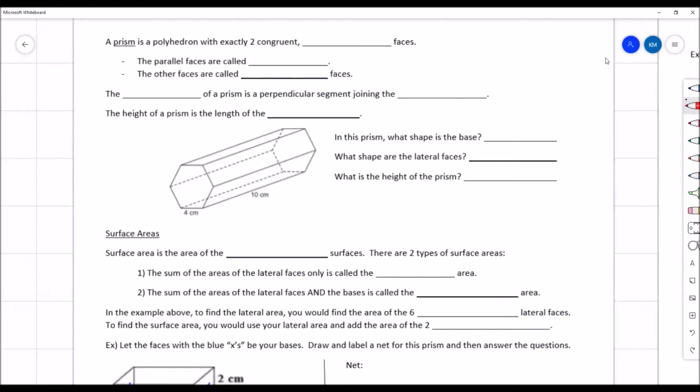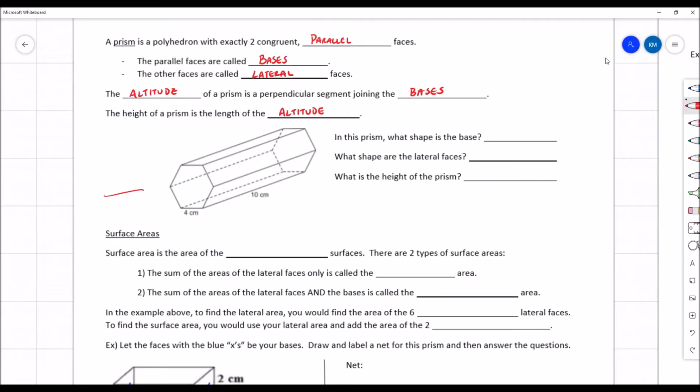All right. A prism is a polyhedron with exactly two congruent parallel faces. The parallel faces are called bases, and the other faces are called lateral faces. Lateral meaning side. The altitude of a prism is a perpendicular segment joining the bases. And the height of the prism is the length of the altitude.